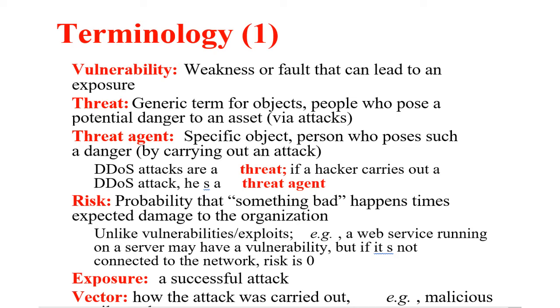First and foremost, we're going to define what a vulnerability is. Basically, a vulnerability is simply a loophole, a weakness, or a fault that can actually lead to an exposure. That's a vulnerability. We also mentioned another term known as exposure. Exposure is simply a successful attack.